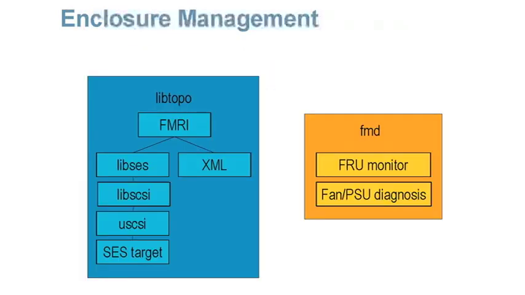I don't have time to go over this, but I already talked about how one side can go down IPMI, another can go down SES. FMD doesn't care. It just talks to libtopo, and all that abstraction goes away.